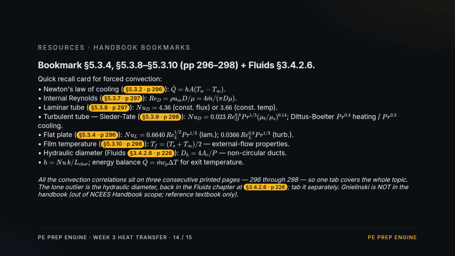Bookmark the pages. Newton's law of cooling, the internal Reynolds number with its mass flow form, laminar tube flow, 4.36 for constant flux, 3.66 for constant temperature, turbulent tube flow, flat plate external flow, and the film temperature all sit on three consecutive printed pages, so one tab covers the topic. The lone outlier is the hydraulic diameter back in the fluids chapter. Tab it separately. And Gnielinski isn't in the handbook, textbook reference only.